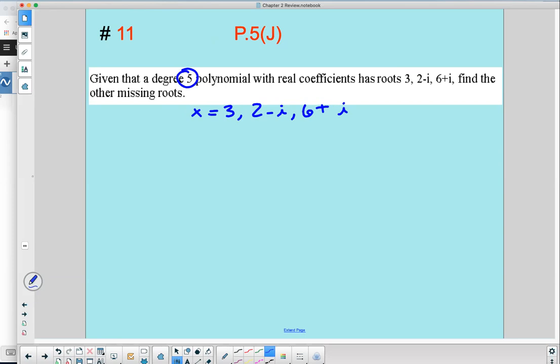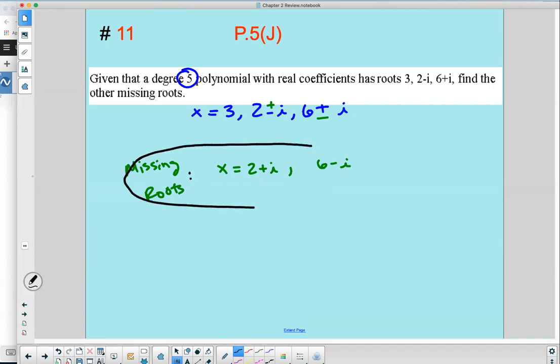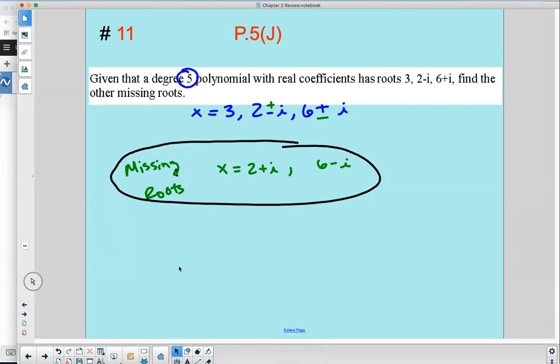What can you tell me about any time you have an imaginary? It needs to be a plus or minus. So I should have a 2 plus i, and I should have a 6 minus i. So the missing roots would be x equals 2 plus i and 6 minus i. Those are the missing roots, and that right there is your answer. You just have to have a plus and negative i.